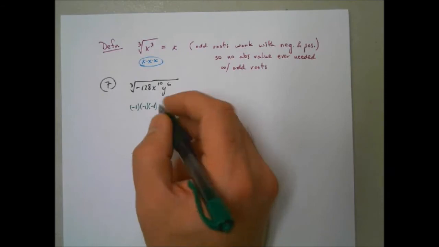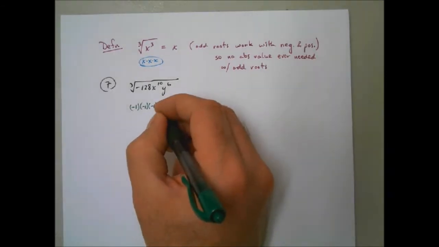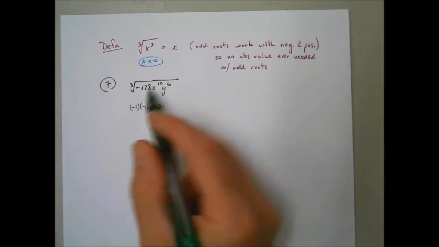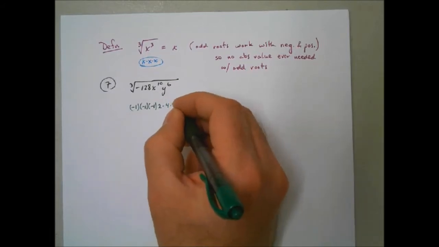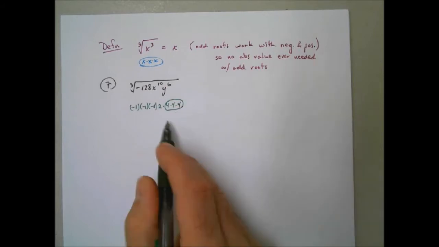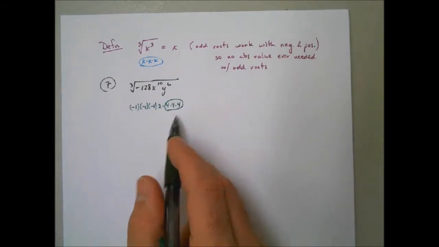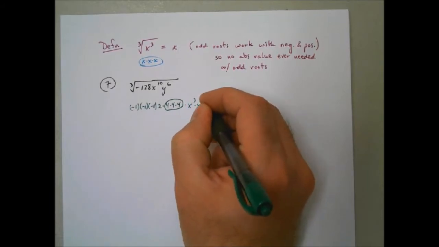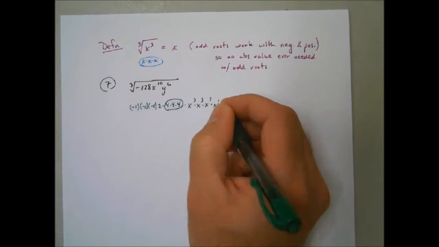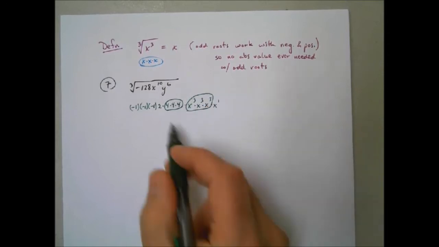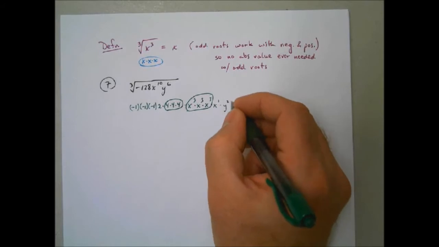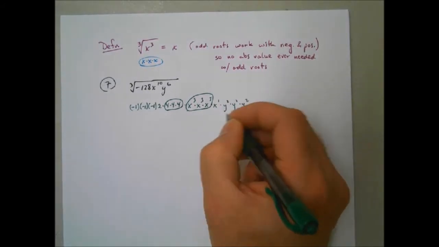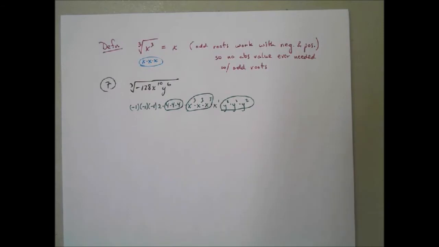Okay, now 128. 128 is 2 times 64, and 64 is 4 times 4 times 4. So we've got 3 of a kind of the 4s. X to the 10th is x cubed times x cubed times x cubed times x to the 1st. And y to the 6th is y squared times y squared times y squared. Okay, I'm showing all kinds of work here. You don't necessarily need to show all this work. You need to show enough so that you're going to be accurate with everything.